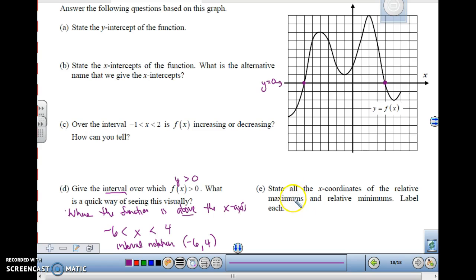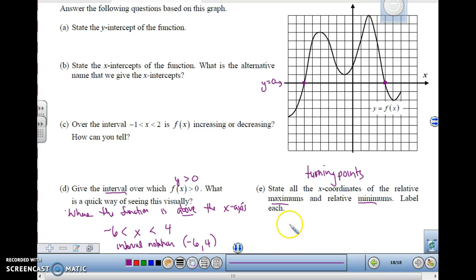All right, state all the x coordinates of the relative maximums and relative minimums. What are relative maximum minimums? Those are turning points. Whoops, sorry about that. Turning points. That is where you change from increasing to decreasing or decreasing to increasing. So let's take a look and see if we can figure out where the relative maximums are.